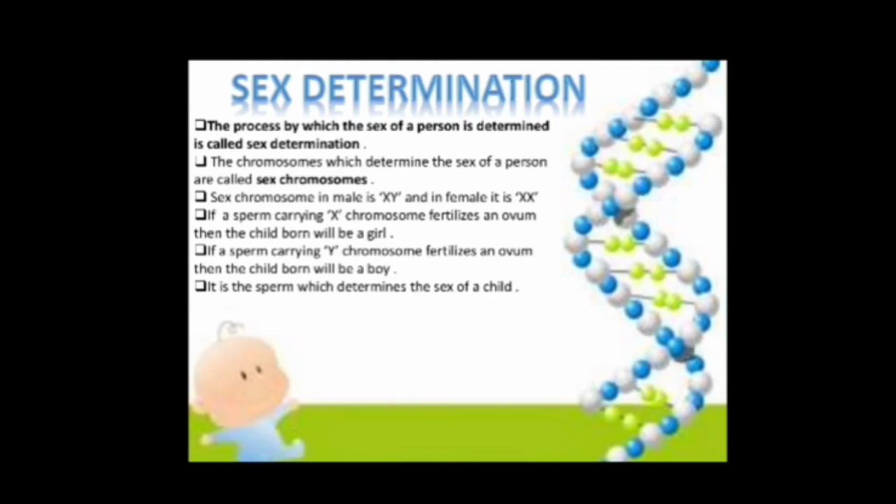Hence all children will inherit an X chromosome from their mother regardless of whether they are boys or girls. Thus the sex of the children will be determined by what they inherit from their father. A child who inherits an X chromosome from her father will be a girl, and one who inherits a Y chromosome from him will be a boy. And thus by this technique one can determine the sex of a newborn baby.